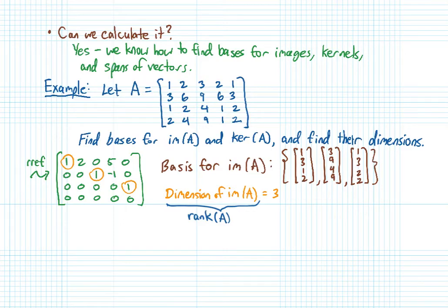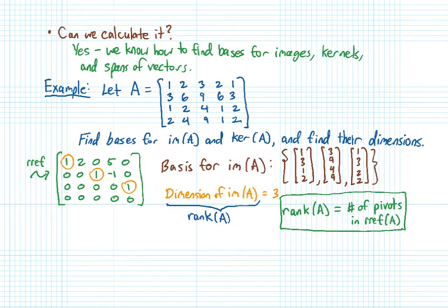Now, can you think of a quick way to just look at the reduced echelon form and see what the rank is without really thinking at all? And yeah, it's just the number of pivots. Remember that every pivot corresponded to a basis vector in the image of A. And so the number of pivots is going to be the dimension. It's going to be the number of basis vectors.